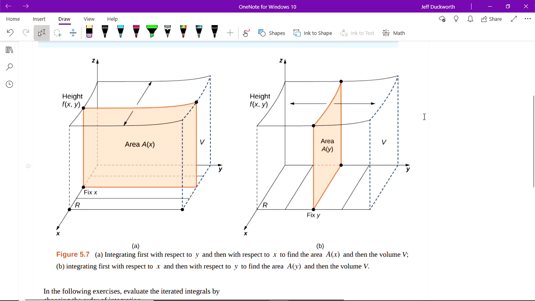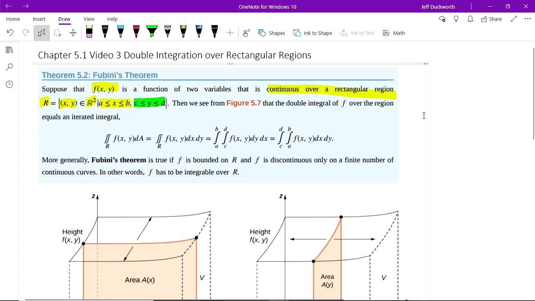So if we do it by a, we look at the area of each slice with respect to x. And if we do it with b, we look at the y's first and go across with the y's. We're going to get the same thing. Doesn't matter which way you do it.